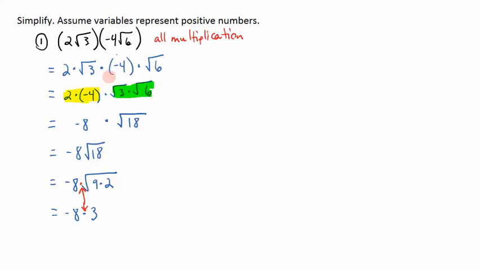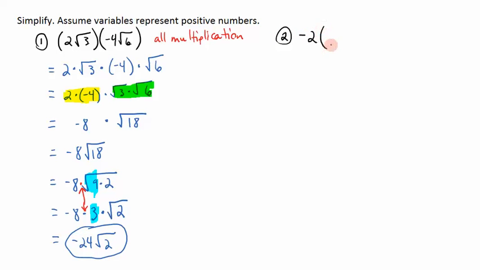So I have negative 8 times the square root of 9, which was my 3, times the square root of 2, which can't be simplified. Now negative 8 times 3 is negative 24, and I have negative 24 square roots of 2. Now, yes, I took a very long approach to this problem, but I'm trying to show all the details here. There are certainly a lot of steps you can skip when you work these problems. Okay, let's look at example 2.